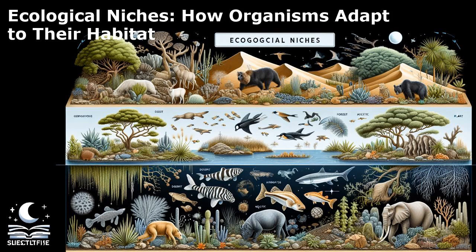Moving beyond camouflage, some organisms have developed unique physical structures to navigate their habitats. The giraffe, for example, has a long neck that enables it to reach high branches for food in savannas where competition for resources is high. This adaptation gives the giraffe a competitive advantage over other herbivores in its ecosystem.